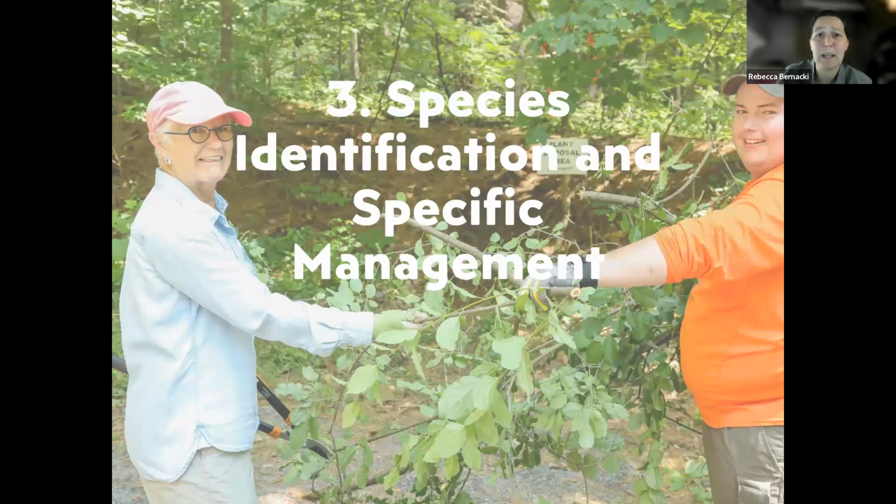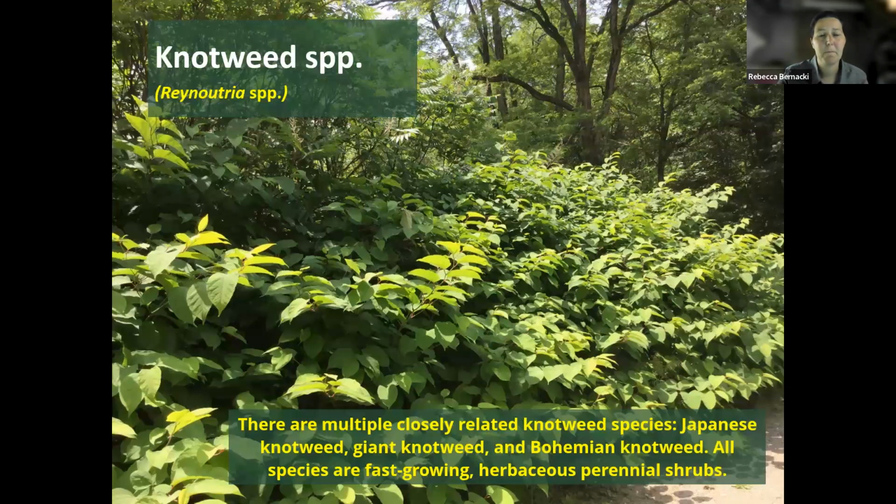So we're going to get into the next part here. We're going to talk about some species identification and specific management to those species. The first species we're going to talk about is the knotweed suite. So the knotweed species are 3 closely related knotweed species. These are all very fast growing herbaceous perennial shrubs. In the Adirondacks, we have Japanese knotweed, giant knotweed, and Bohemian knotweed, which is a hybrid of the 2.